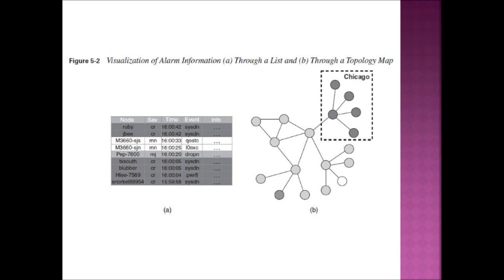As Figure 5-2 illustrates, the graphical representation of topology on a map makes information much easier to correlate than if the same information were merely represented in a flat list of alarms interspersed with alarms from other parts of the network.